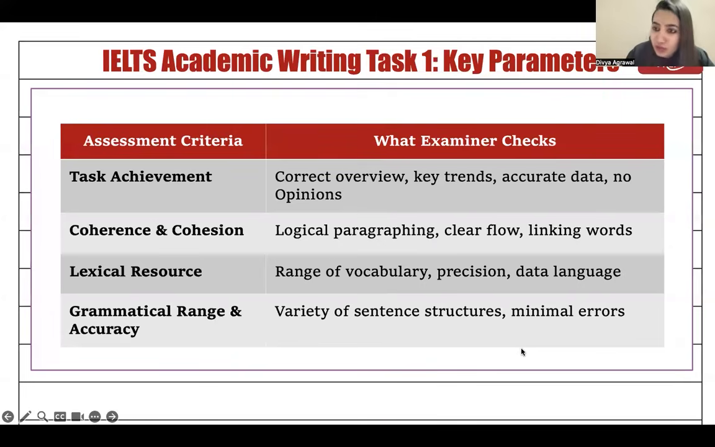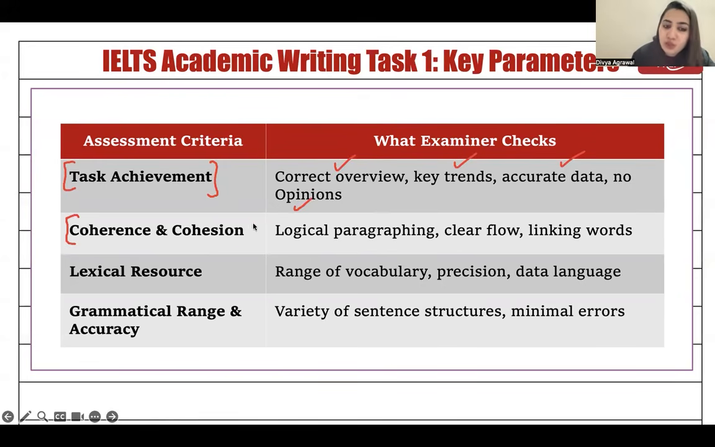The very first thing you must know and understand is what your task parameters are. What are the things you have to take care of while writing? First is task achievement, which checks whether you have written the overview correctly, and whether you have elaborated the key trends and key changes happening in that graph. We'll also see that accurate data should be there with no opinions. You are not supposed to provide any opinion over here.